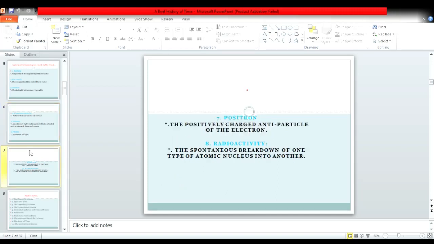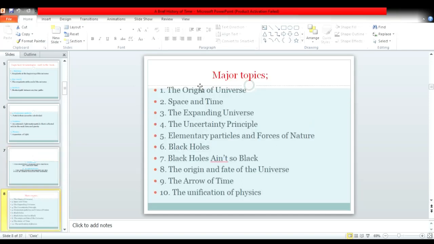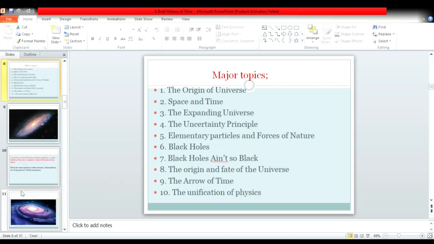Positron means positively charged antiparticle, and radioactivity, we know, is the common spontaneous breakdown of one type of atomic nucleus into another. Okay, major topics in this book: the origin of the universe, space and time, the expanding universe, the uncertainty principle, elementary particles and forces of nature, black holes, the origin and fate of the universe, the arrow of time, and the unification of physics. So these are the major topics.